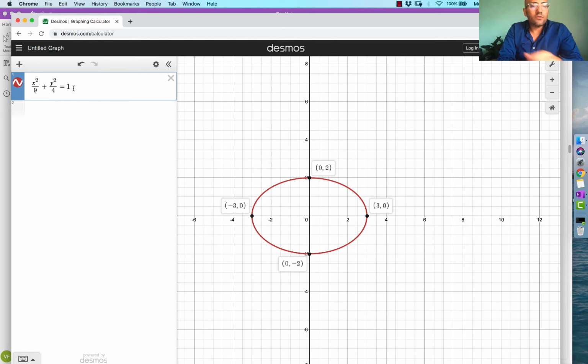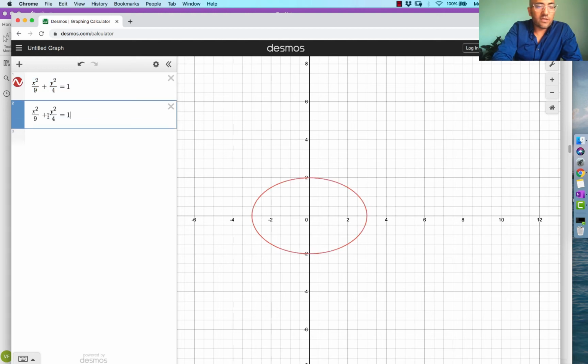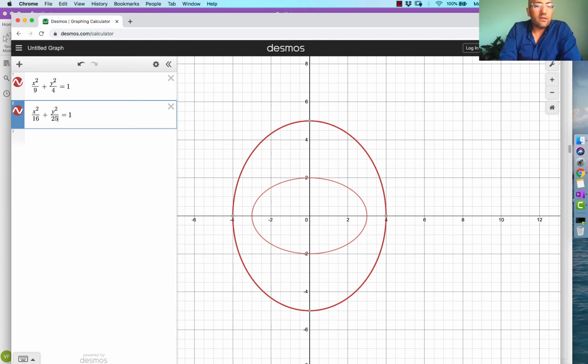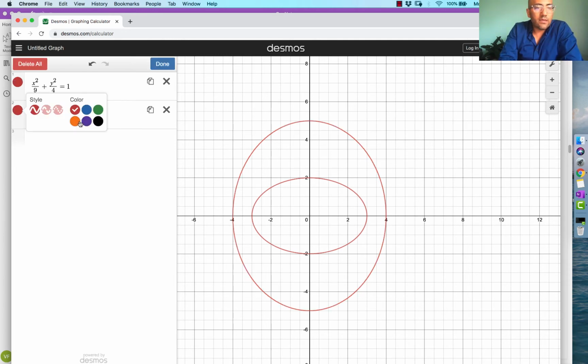Good. So then if we switch it around, if we change those constants in the denominator, like let's say instead of 9 there was a 16, and instead of 4 there was a 25, then we get something like that. Let's change the color. How about we make it green?